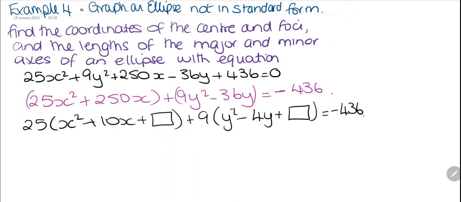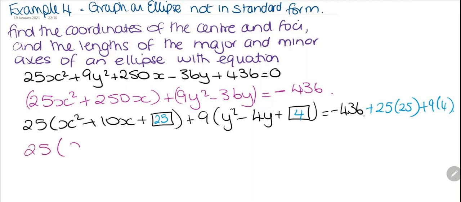So 10 divided by 2 is 5. 5 squared is 25. Because I'm adding it, it's 25 times 25. So I need to add 25 multiplied by 25. 4 divided by 2 is 2. 2 squared is 4. Because I'm adding 4, it's 9 times 4. So I need to add 9 times 4 to this side also. So now I'm going to simplify.